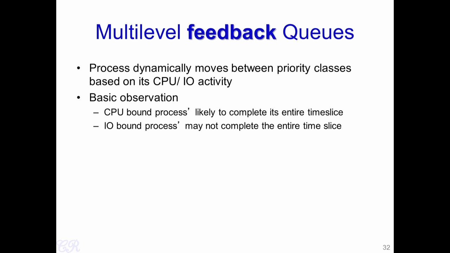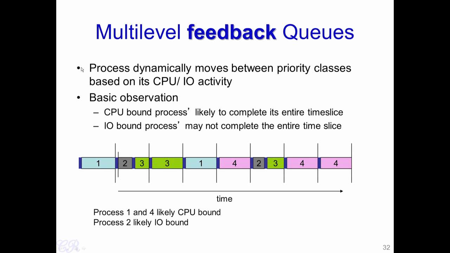These schedulers work on this basic observation that CPU bound processes are likely to compute for their entire time slice. This is because a CPU bound process will have a long burst of CPU, and therefore, it is quite likely that it would use up the entire time slice. On the other hand, IO bound processes have a very short CPU burst time, and therefore, it is not likely to complete its entire time slice.